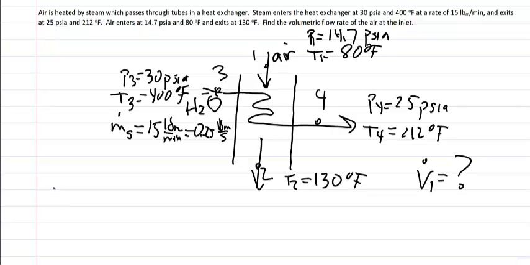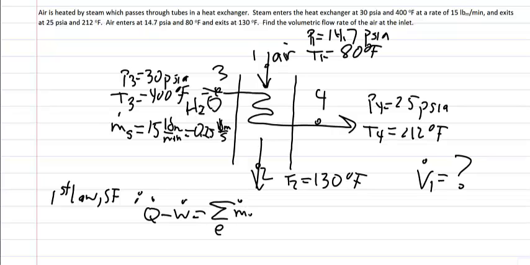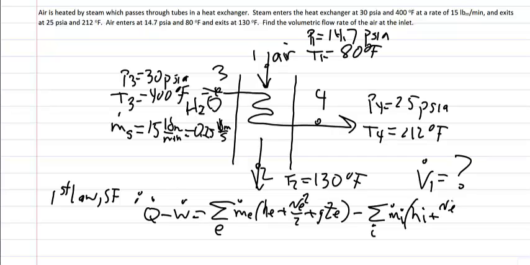Now, for this problem, our first law equation is for a multi-stream steady flow process. So in that case, we have Q dot minus W dot equals a summation over all exit streams of m dot exit multiplied by the enthalpy of the exit plus the kinetic energy change plus the potential energy change at the exit, and then subtract from this the sum over all inlet streams of the mass flow rate at the inlet times the enthalpy at the inlet plus the inlet kinetic energy change plus potential energy change.